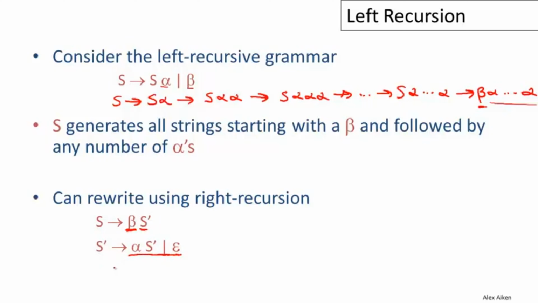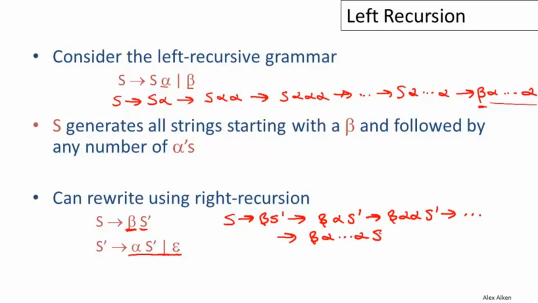And if you write out an example derivation here, we'll have S goes to beta S prime, which goes to, now using the rules for S prime, beta alpha S prime, goes to beta alpha alpha S prime, and after any number of rewrites, we get beta followed by some sequence of alphas followed by S prime. And then in one more step, we use the epsilon rule here, and we wind up with beta followed by some number of alphas. And so you can see it generates exactly the same string as the first grammar, but it does so in a right recursive way instead of a left recursive way.